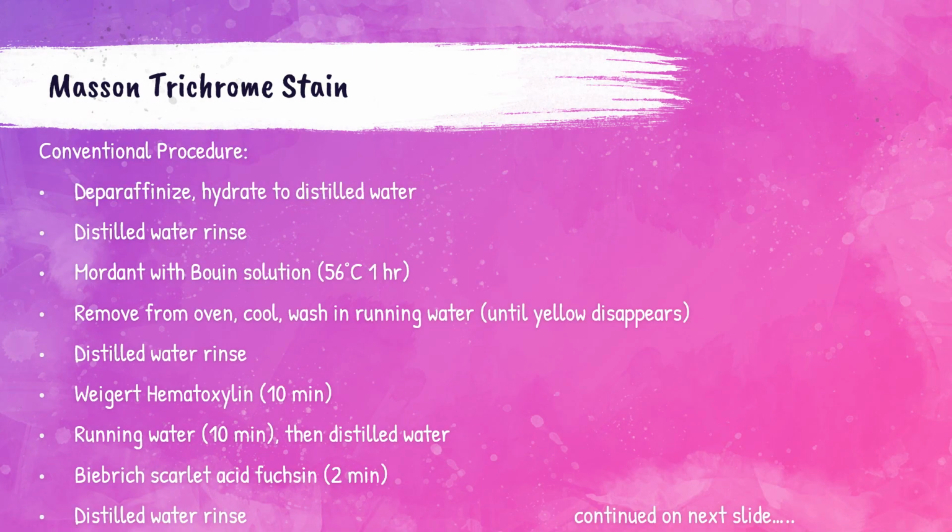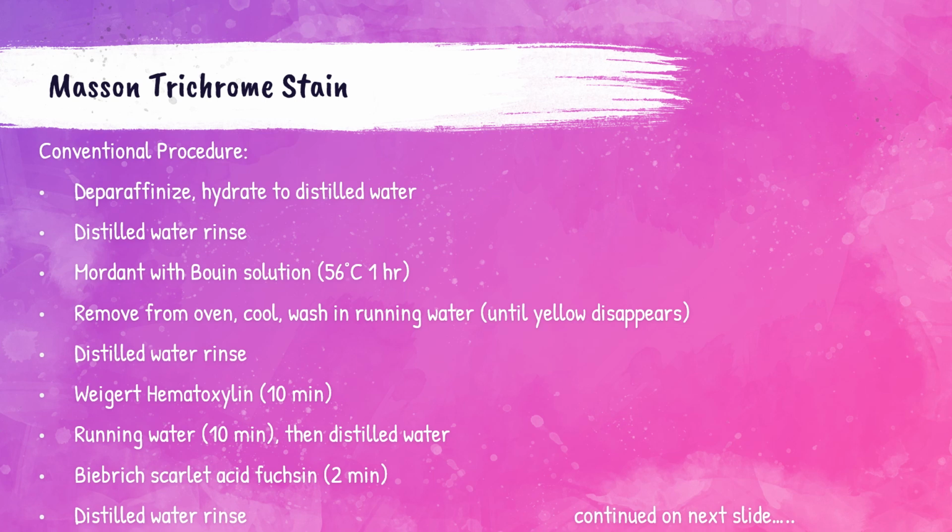So the Masson trichrome has a conventional procedure and a microwave procedure. To perform the conventional procedure, the tissue must be deparaffinized and hydrated to distilled water, then rinsed well in distilled water. The tissue then needs to be mordanted with Bouin solution. This needs to be performed at 56 degrees Celsius for a 1-hour period. After that, the tissue needs to be removed from the oven, cooled, and then washed in running water until the yellow color disappears from it.